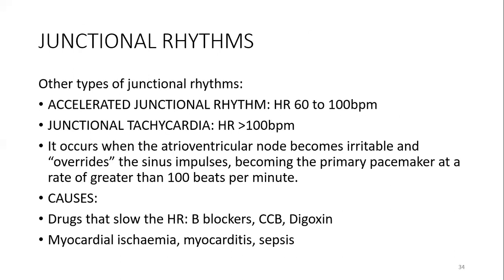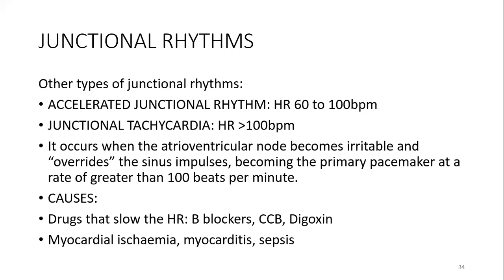So, other types of junctional rhythms. Now we could have accelerated junctional rhythm. Here the ventricle is now compensating to increase the heart rate and possibly the cardiac output. In accelerated junctional rhythm, the heart rate is between 60 to 100 beats per minute. Then it could also progress into junctional tachycardia, where the heart rate is greater than 100 beats per minute.